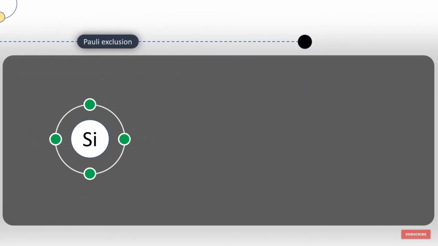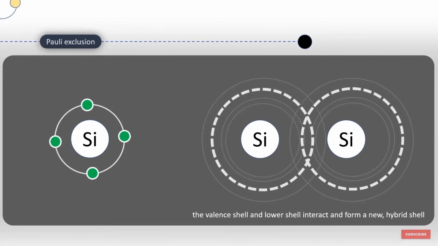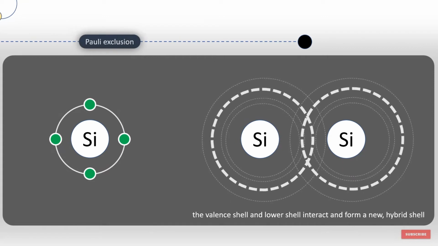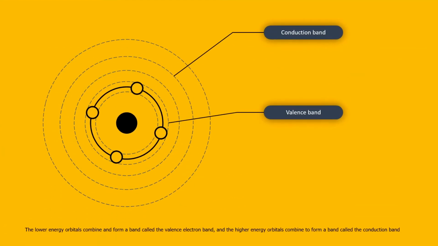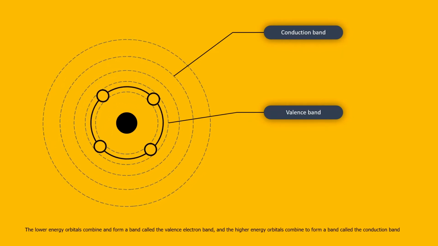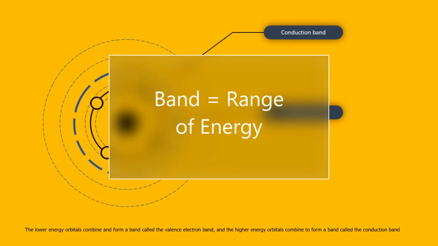Valence shell and lower shell interact and form a new hybrid shell. Each orbital in this shell is split into two by the interaction between atoms in the crystal, and these two types are the conduction band and the valence band. The orbitals of hybrid shells are represented in lightweight dotted lines. The band is nothing but a range of energy orbitals, you can say.